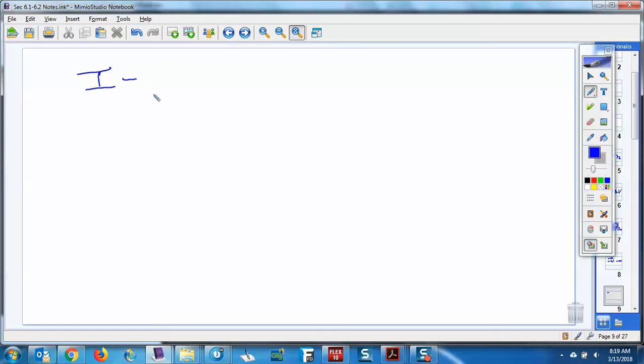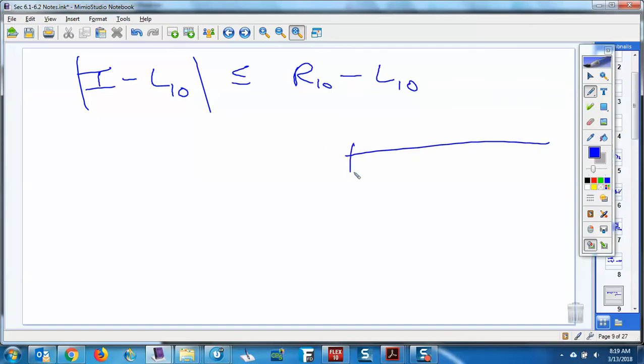So I minus L10, why is that less than or equal to R10 minus L10? So this goes a little bit to yesterday when I was talking about, okay, here we know L10 is here, and that was 9.4132. And this is R10 over here, 9.5768. Okay, I is in here somewhere. We don't really know where.